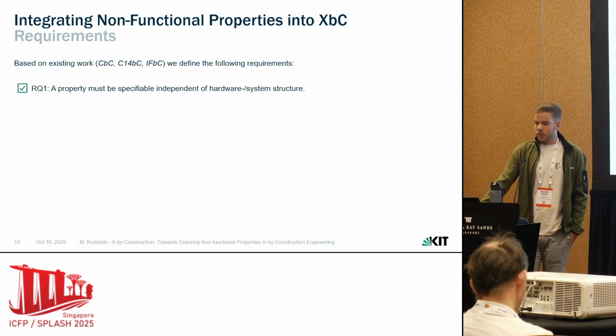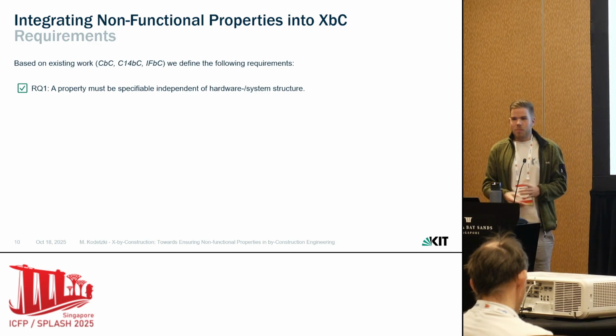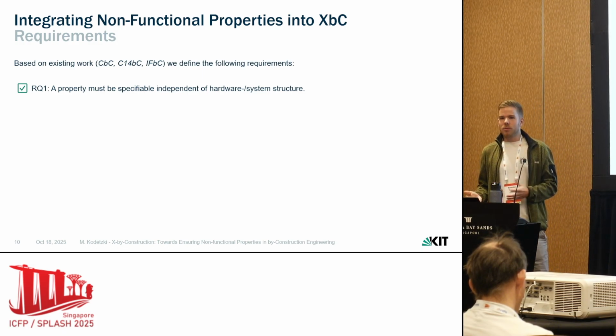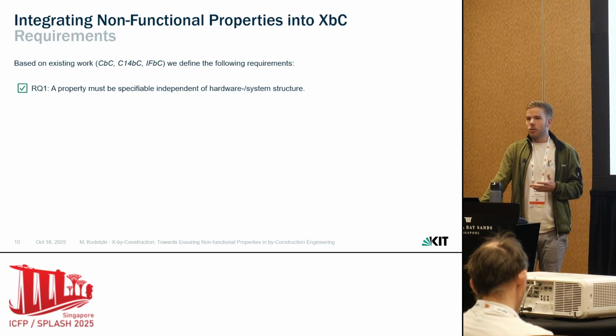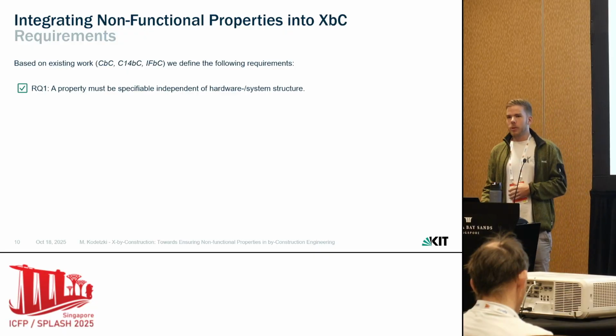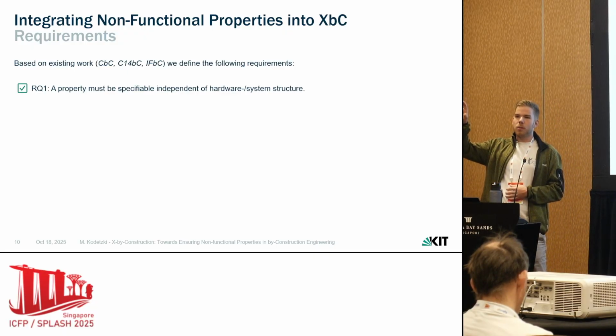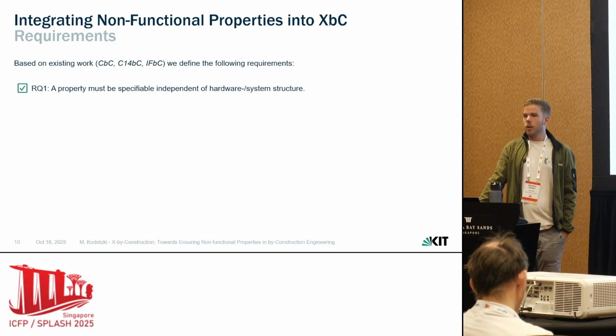The first, and that is the starting point also for CBC, is some kind of specification. We need to be able to define how this property that we want to integrate should look like in the end. For functional correctness, it's just the functional specification. For IFBC, for example, we can declare what variables have what security type, and this needs also to be possible for other properties.